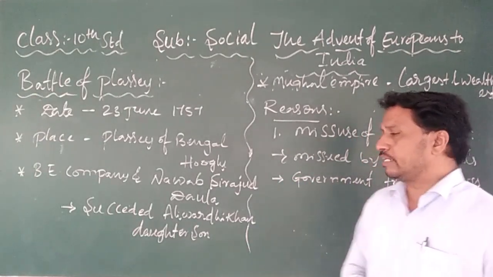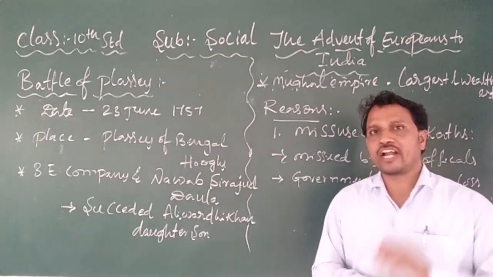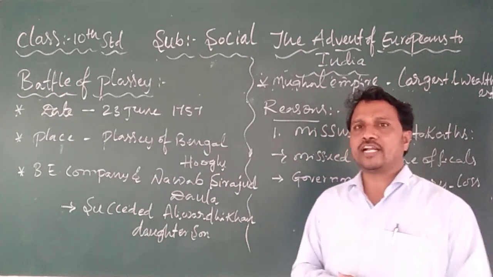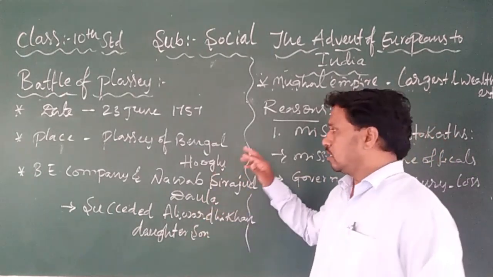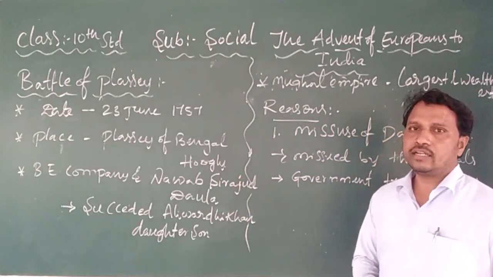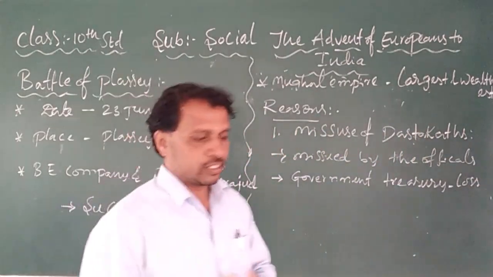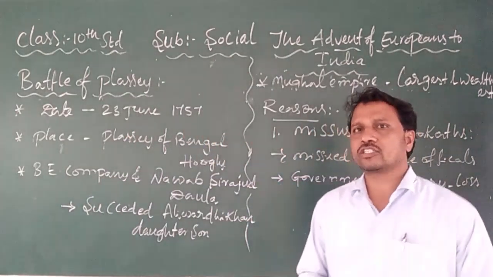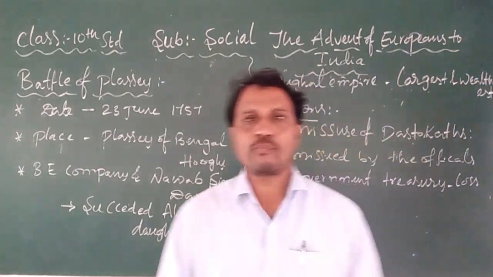Ali Wardi Khan didn't have a male child. He had a female child, and her son was Siraj ud-Daulah, the daughter's son of Ali Wardi Khan. He came to the throne after the end of his grandfather's rule. So this is the introduction. And after the introduction, let's discuss the reasons why the Battle of Plassey started.